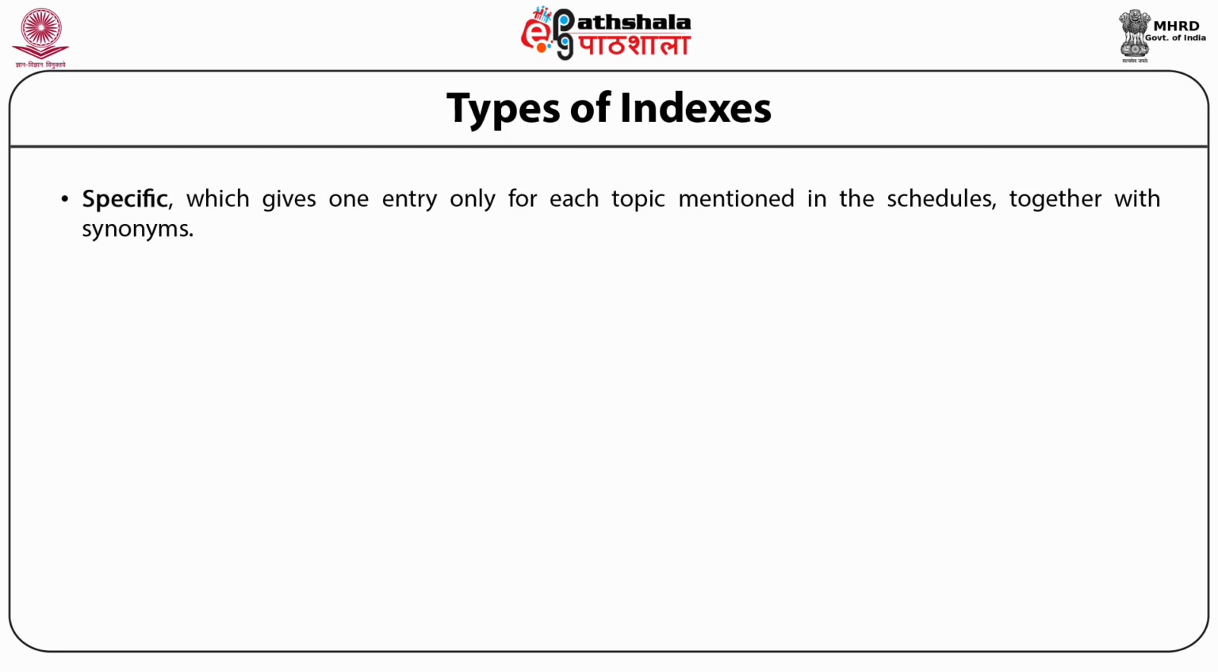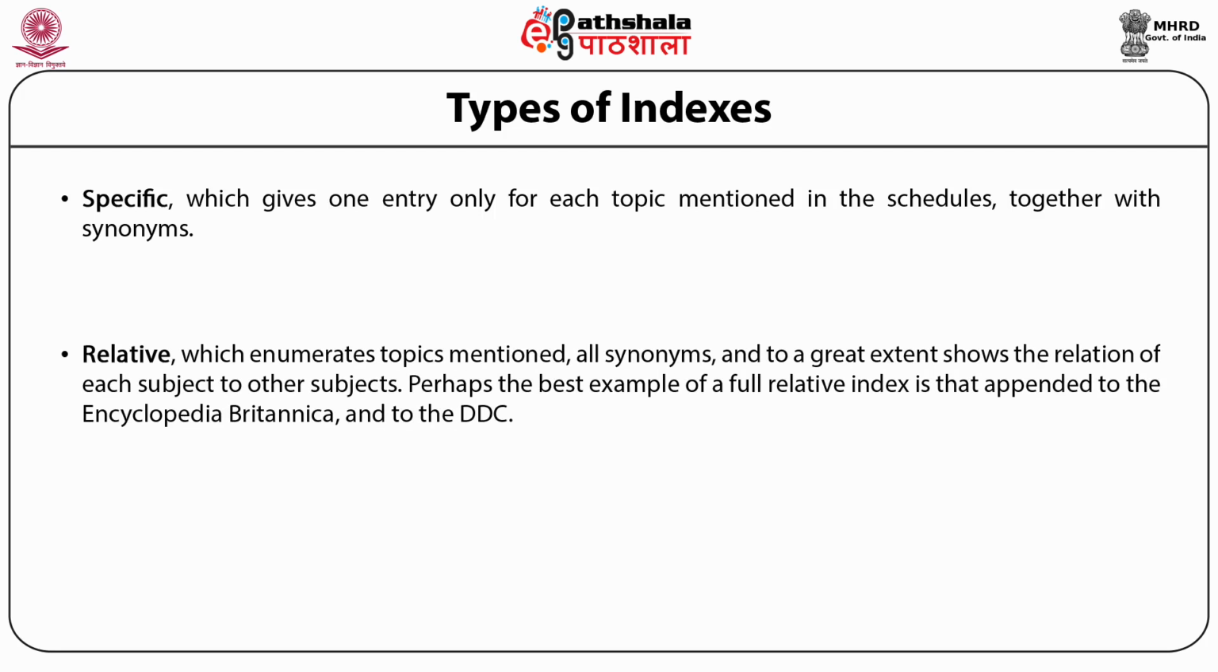Specific index, which gives one entry only for each topic mentioned in the schedules, together with synonyms. These are simple indexes. Relative index, which enumerates topics mentioned and all synonyms, and to a great extent shows the relation of each subject to the other subjects. Perhaps the best example of a full relative index is that appended to the Encyclopedia Britannica and the Dewey Decimal Classification. In fact, the index of the Dewey Decimal Classification is another important contribution to the science of classification, because an index is another way of approaching knowledge organization.